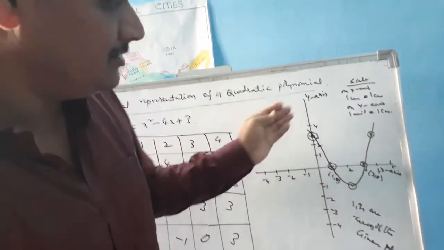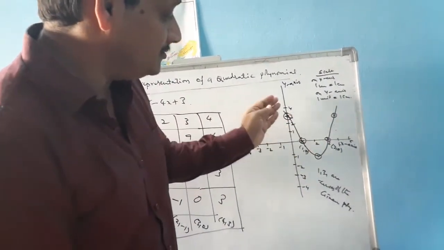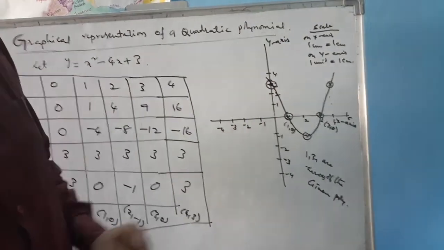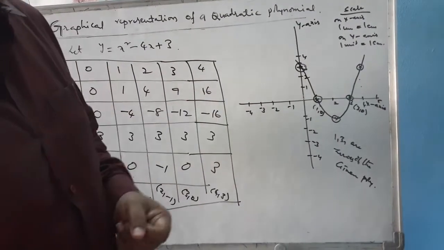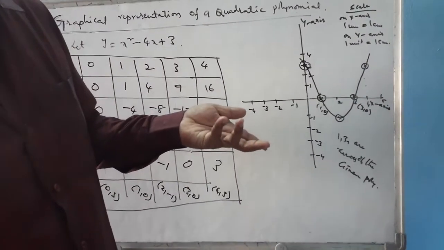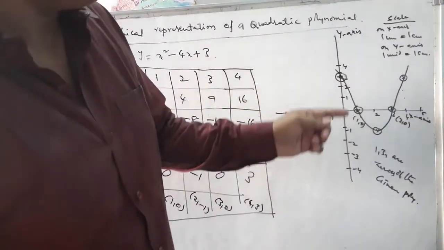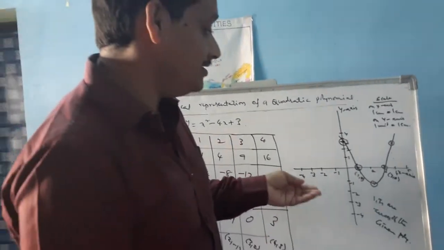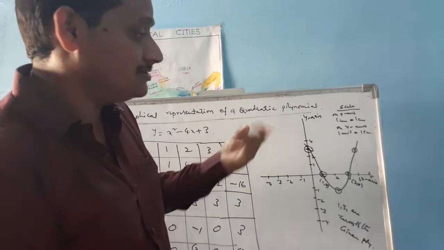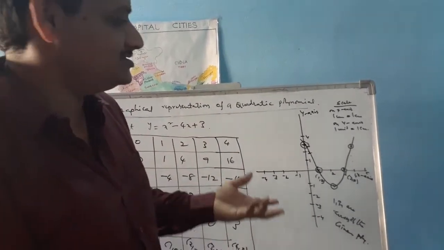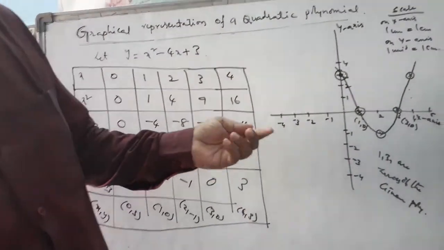The curve is in the form of a U shape, and this curve cuts the x-axis at different points, or maybe it cuts at a unique point, or maybe it does not cut. So three cases arise. The curve may cut at 2 points, or cut at 1 point, that means it is passing through 1 point, or it does not cut the x-axis at all. Those are the shapes of the quadratic polynomial. So we will discuss them now.